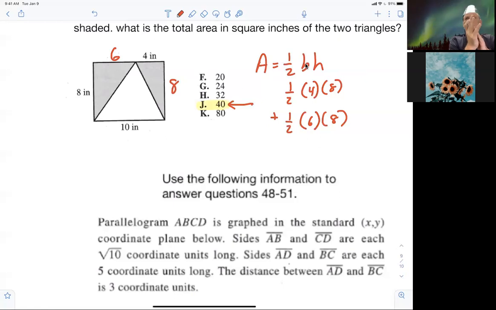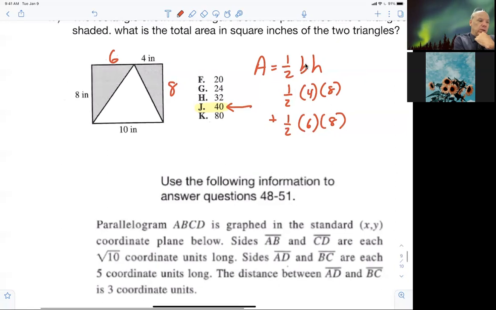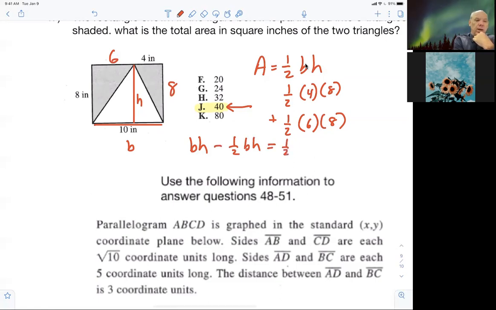The formula for area of a triangle is 1/2 base times height, right? So if you have a triangle that's inside a rectangle, the base is 10 and the height is H. So the area of the rectangle would be base times height. Does everybody agree with that? The area of the triangle is 1/2 the same base times height, correct? So if I subtract BH minus 1/2 BH, I get 1/2 BH, which is indeed 40.